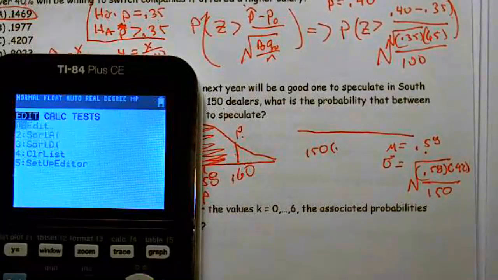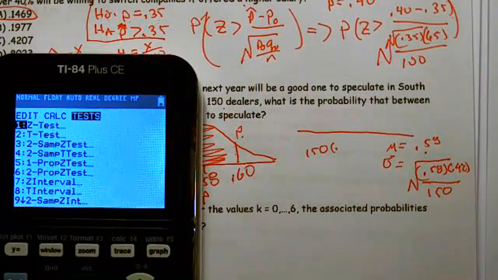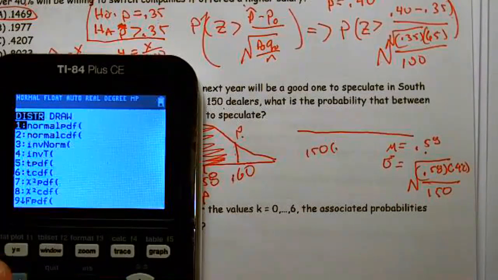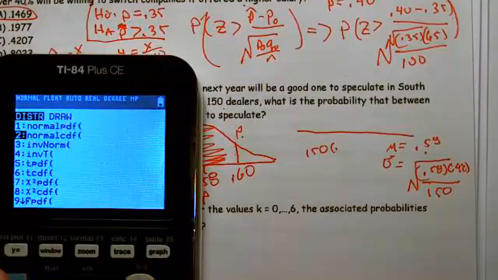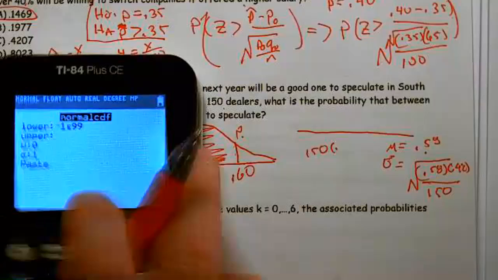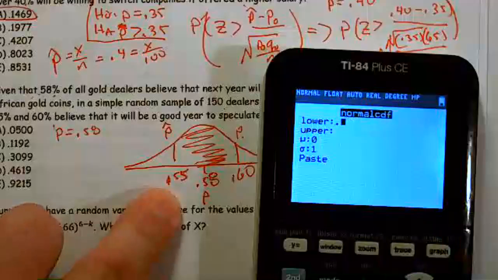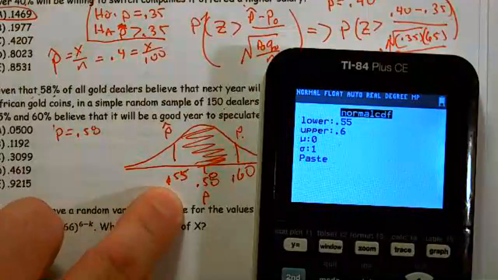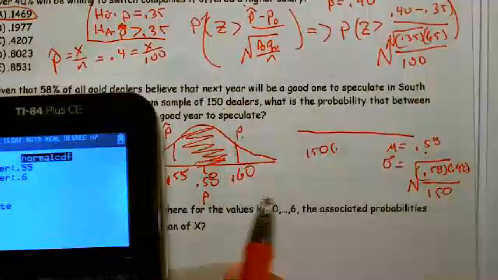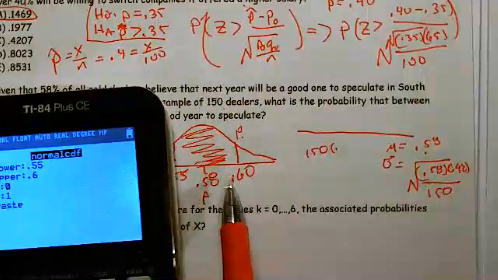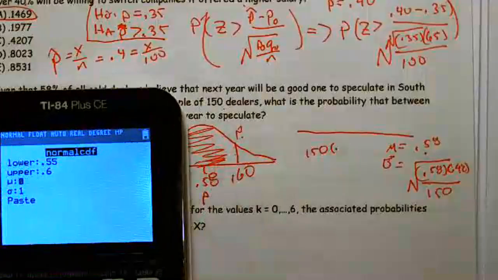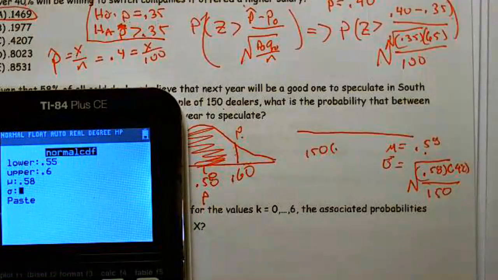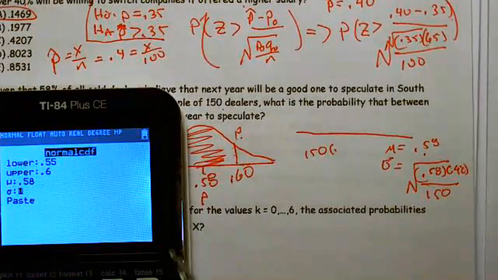So second vars, normal CDF. My lower bound, as low as 55%, 0.55. My upper bound, as high as 60%. My mean, well, what was my expected center? My expected center is 0.58. Now this one is going to get a little bit ugly to do. This is why I pause.